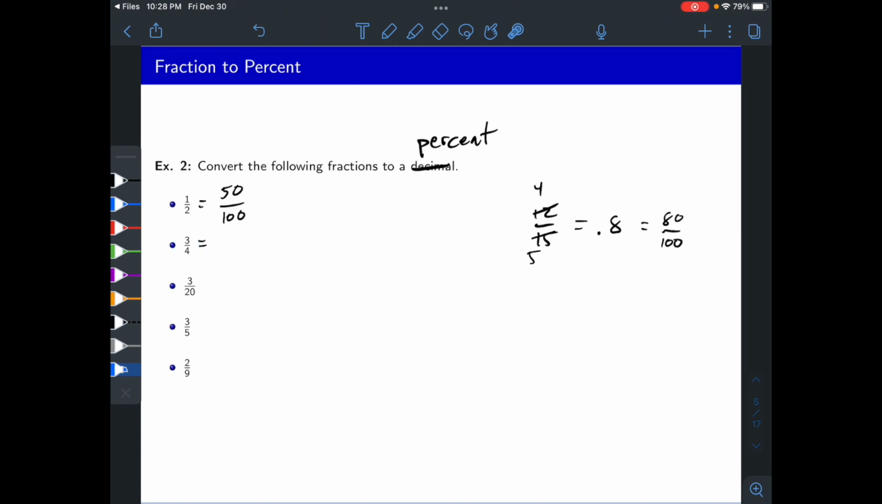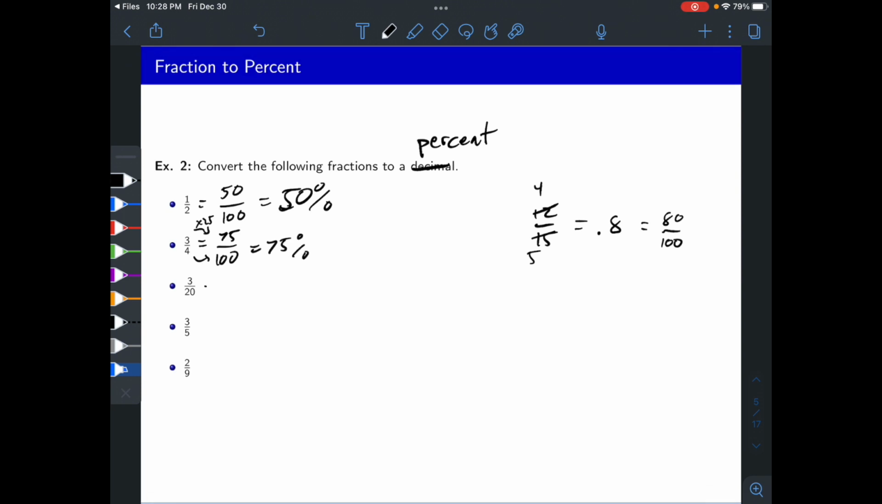I want my denominator to be out of 100. Oh, by the way, I forgot to write this as a percentage, but this is just 50%. Anyway, 3/4, I want this to be a fraction out of 100. So I'm multiplying my denominator by 25 now, so I multiply my numerator by 25 as well. 25 times 3 is equal to 75. So this is 75%.